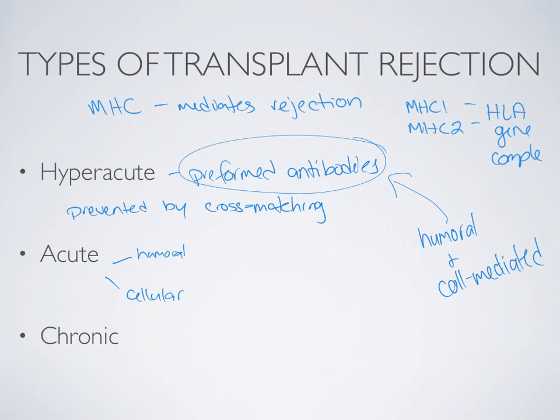So you have both types. And you can have both types with chronic as well. Acute and chronic rejection, the mechanisms are very similar. It's really just the time frame over which it occurs.